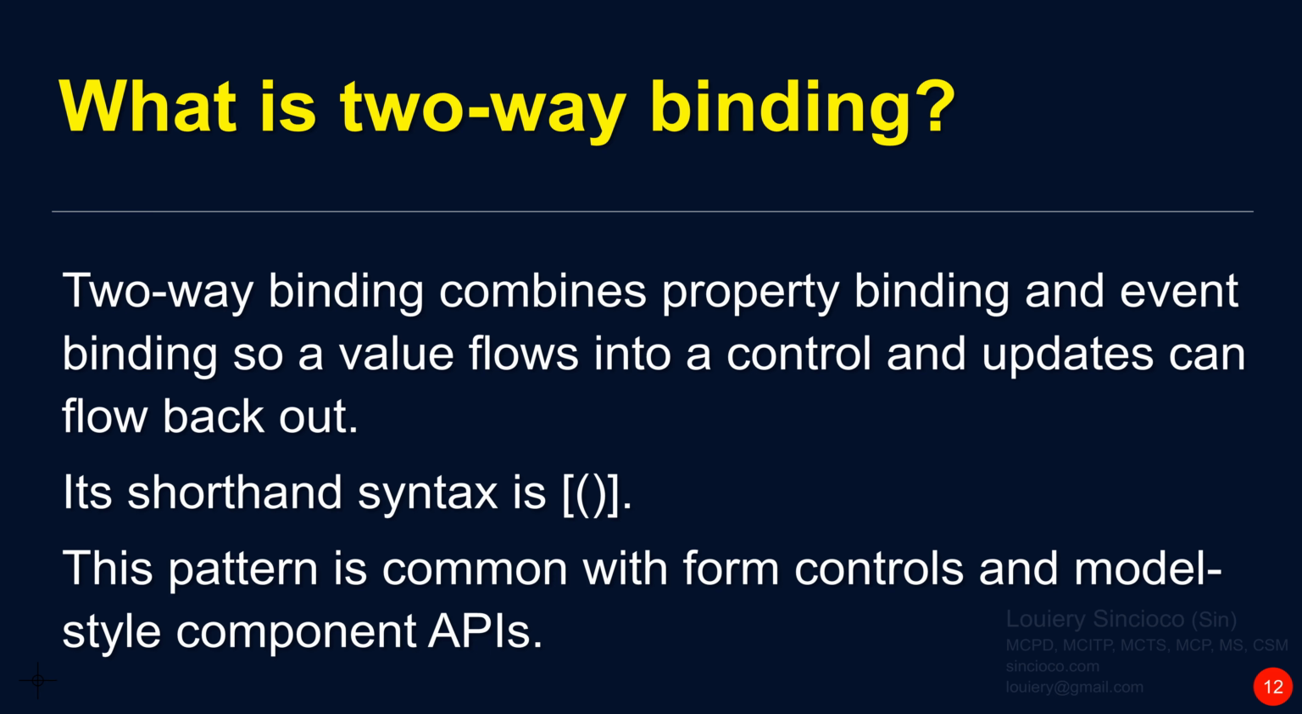What is two-way binding? Two-way binding combines property binding and event binding, so a value flows into a control and updates can flow back out. Its shorthand syntax is [(...)]. This pattern is common with form controls and model-style component APIs.